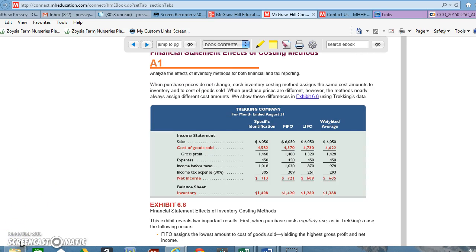Okay, here at A1, we get into the meat and potatoes of LIFO, FIFO, and average cost. Each one of these systems will have a different effect on income. So be sure to look at this chart here and try to grasp how each one affects the income of a business, because it's not only the physical side of it, it's the income side of it as well.